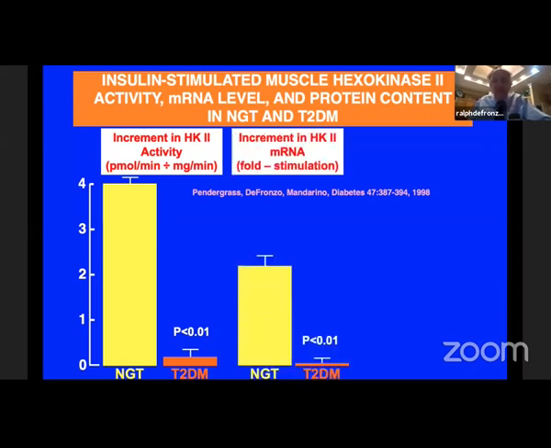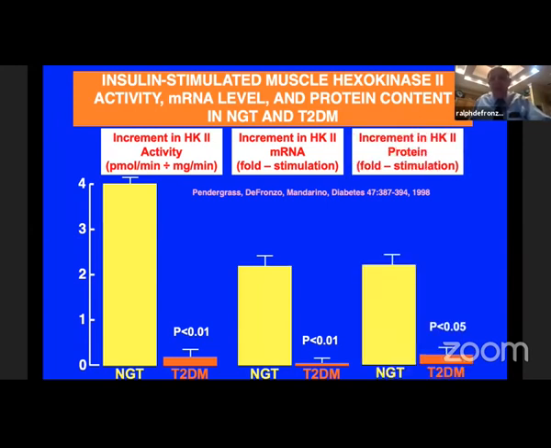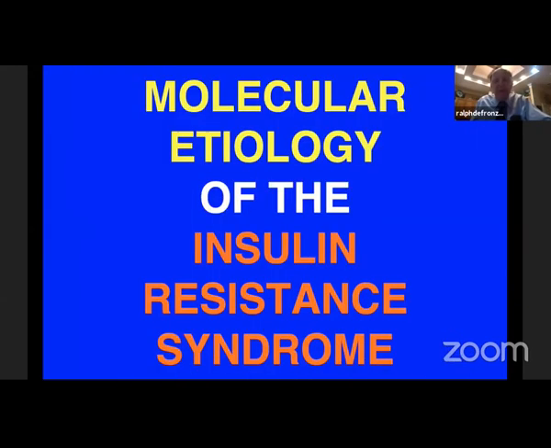Now, what about the increment in hexokinase 2 mRNA? Again, severely impaired in the type 2 diabetics in orange. And then here is the protein. So these data really, I think, are really quite consistent. Yes, there's a defect in GLUT4. Yes, it's quite severe, but there's an even greater defect in hexokinase 2.